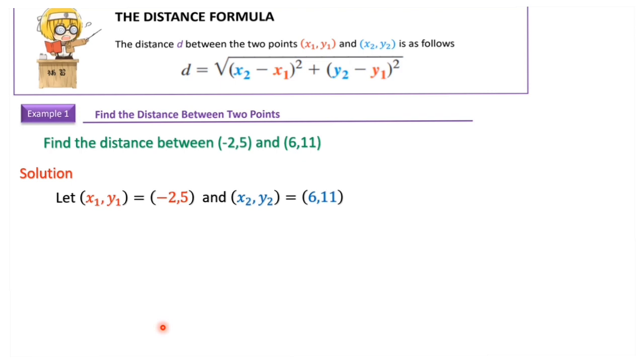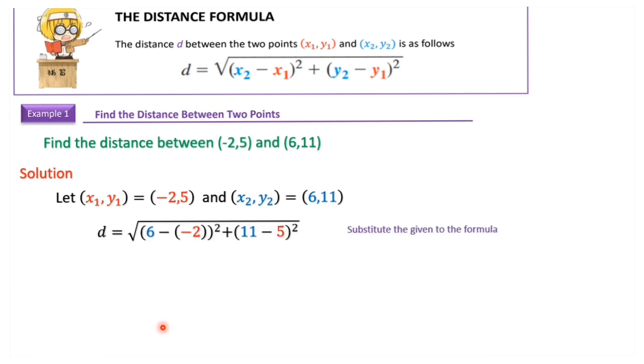As you can notice there, we let x sub 1, y sub 1 be negative 2, 5, and x sub 2, y sub 2 be 6, 11. And all we have to do now is substitute. If you look at the substitution, you have to be careful here. As indicated in the formula, it's minus, right? So 6 is x sub 2, so we substituted that, and our x sub 1 is negative 2.